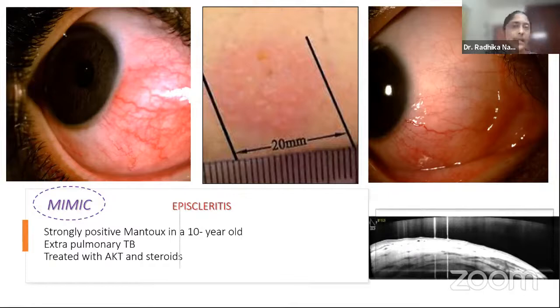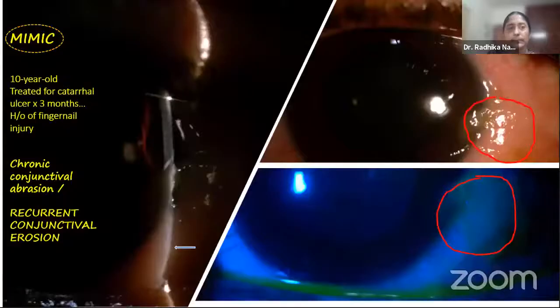While reading Mantoux, it is more important to read the area of induration rather than the erythema. So this child responded very well to the anti-tuberculous treatment. You can see the diffuse nodule in the ACT in the panel below.